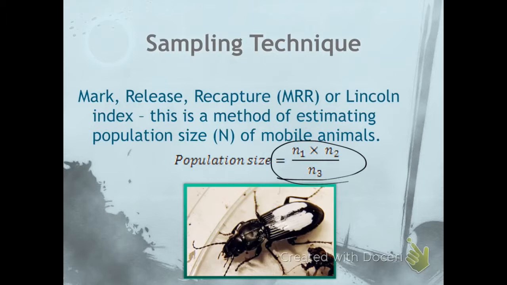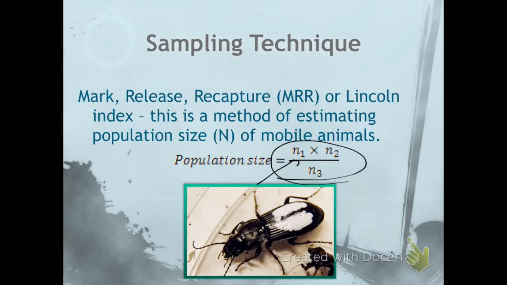And I'm going to tell you what each of these variables means. So N1 is the number of organisms caught in the first sample and marked. Basically, I'm going to go out and capture as many organisms as I can in a set period of time, and I'm going to mark them in some way. However many I catch and mark, that number represents N1.